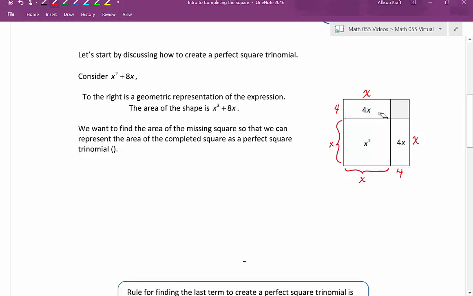We want to find the area of the missing square so that we can represent the area of the completed square as a perfect square trinomial. So we want to find this area right here. It shares the short side of both of the rectangles having area of 4x. So it's going to make this side 4 and this side also 4, giving the shaded square an area of 16.